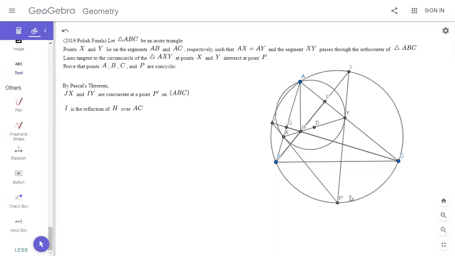I had it in my mind, but I just forgot it. We know HY is equal to YI. HY is equal to YI. And so, because HI is perpendicular to AC, therefore YHI is equal to HIY. Okay, so YHI is equal to HIY.